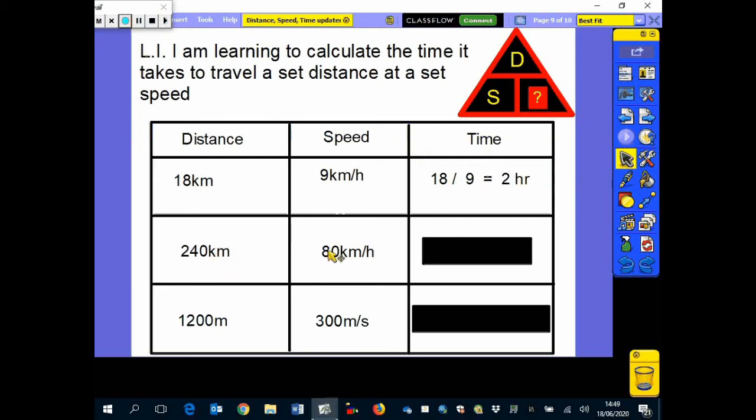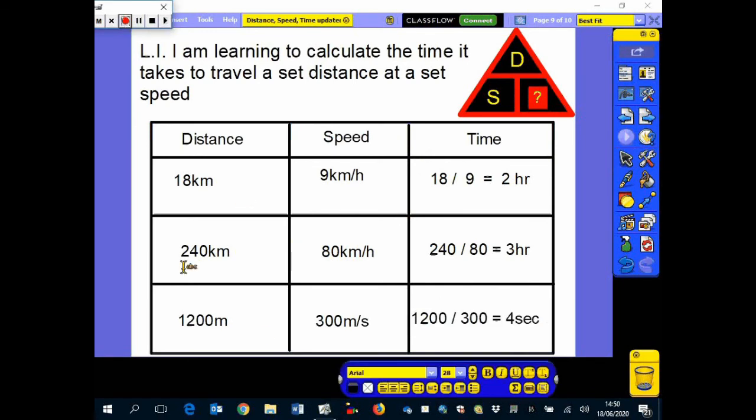240 kilometers at a speed of 80 kilometers per hour. That would take 3 hours. And 1,200 meters at a speed of 300 meters per second, that's going to take a total of 4 seconds.